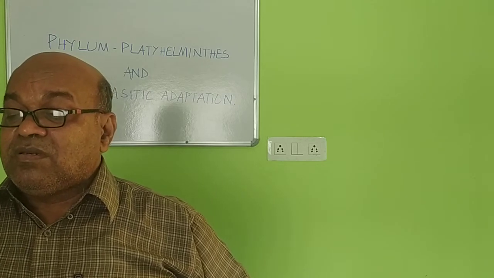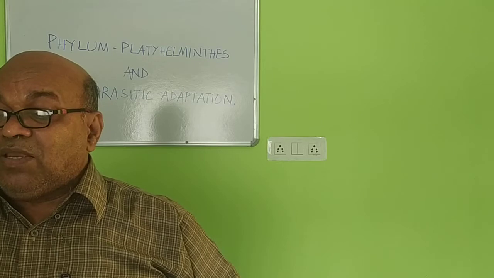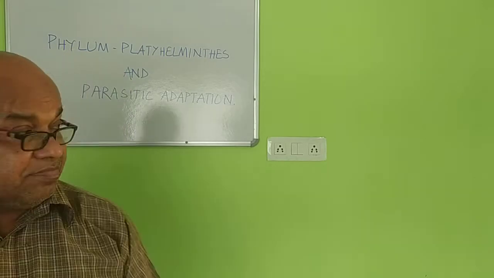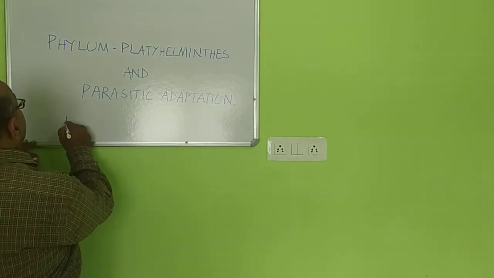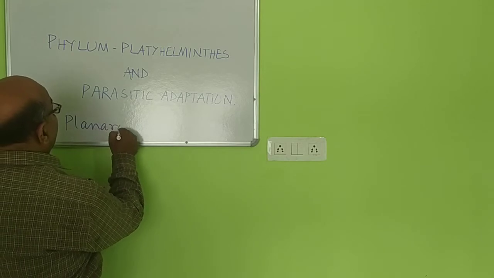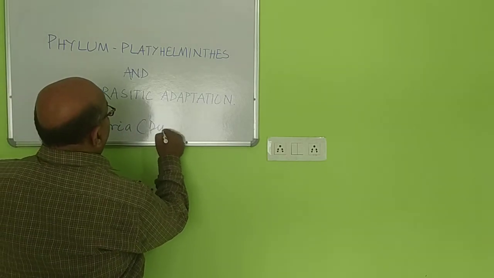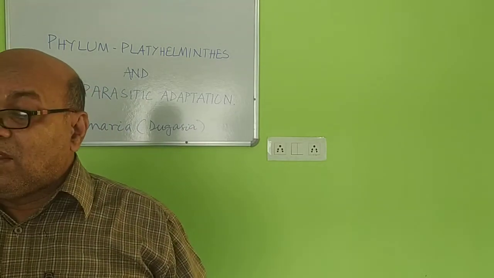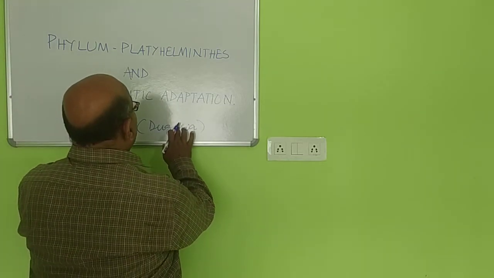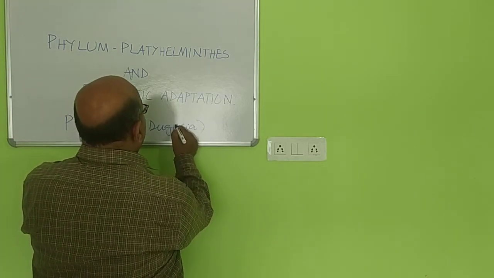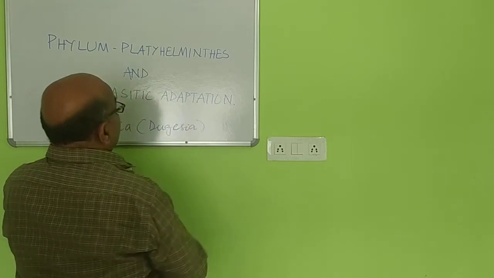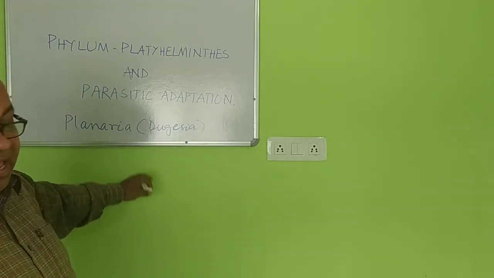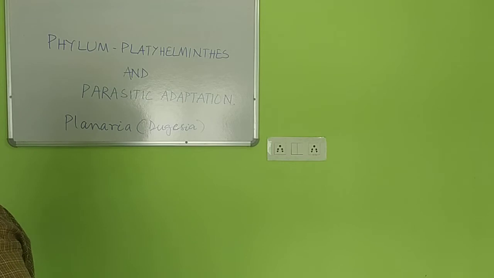The best examples: Dugesia, D-U-G-E-S-I-A, called planaria, P-L-A-N-A-R-I-A. The best example of a free living organism.